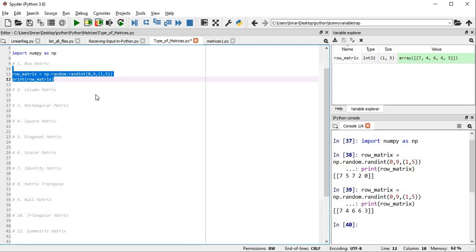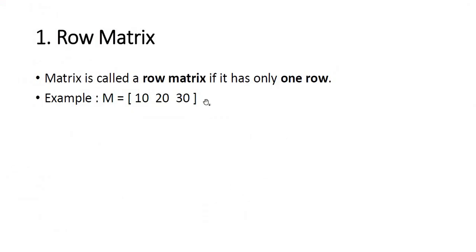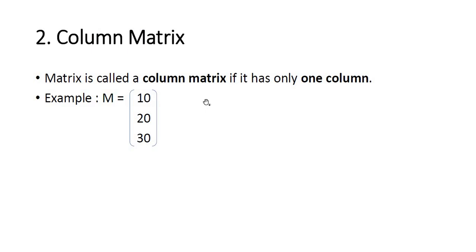Okay, so now what is a column matrix? A column matrix is similar to a row matrix, but instead of one row, the number of columns in the matrix will be only one. So this is the column matrix. We have three elements 10, 20 and 30 in one column, and we have three rows.